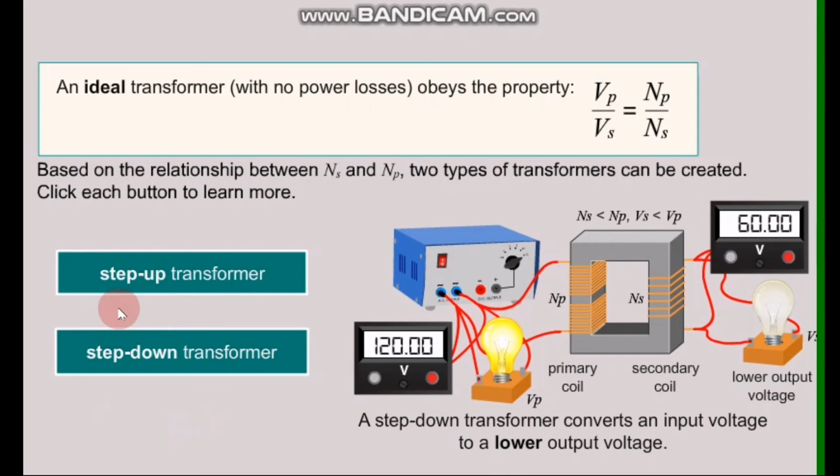Alright students, remember for an ideal transformer where there is no power loss during the operation, it obeys these properties where Vp divided by Vs equal to Np divided by Ns, which can also be written as Vp divided by Np equal Vs divided by Ns.